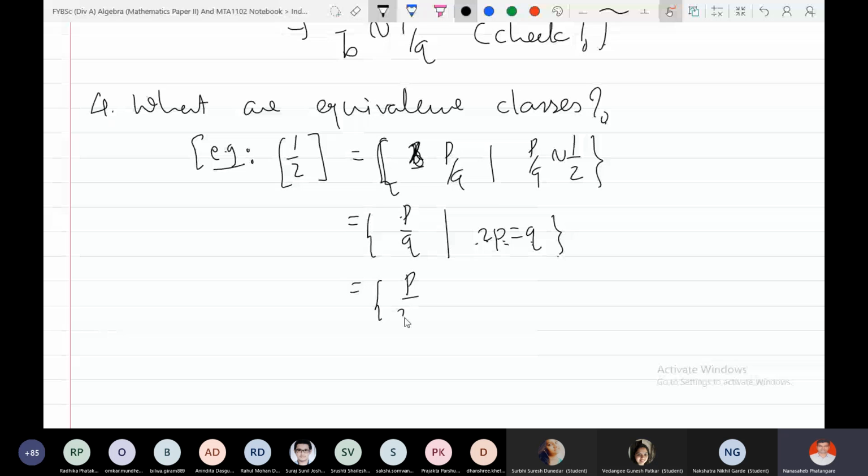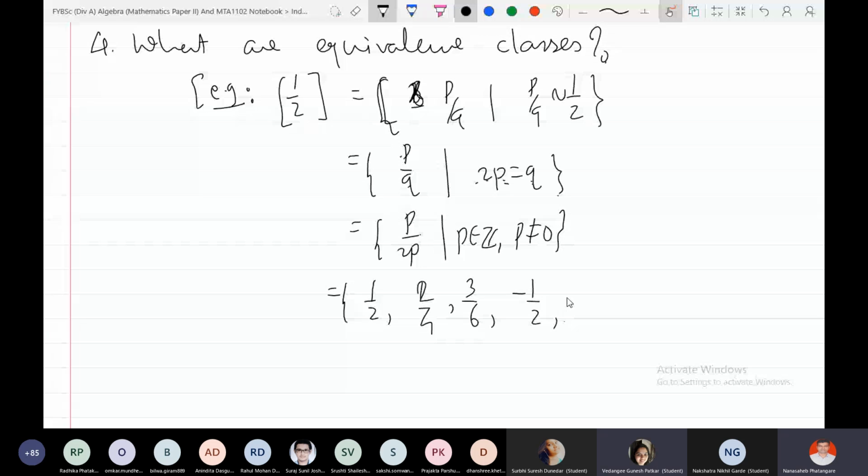p belongs to integers and p is not equal to 0, because otherwise the denominator will be 0. So all such members, right? For example, can I say that 1 by 2, then 2 by 4 is in the class? Yes, sir. 3 by 6 is in the class. Is minus 1 by 2 in the class? No.